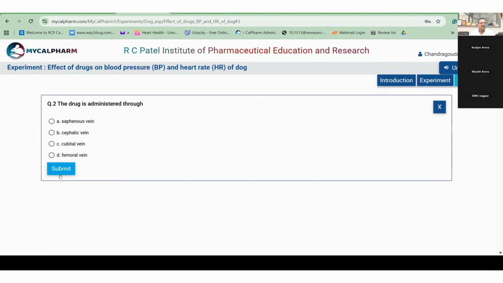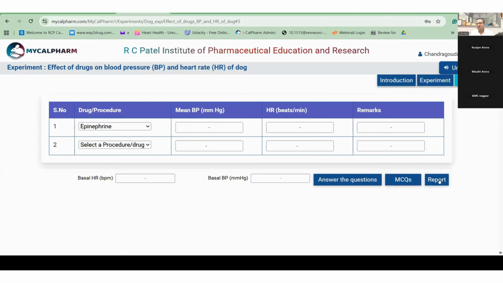Okay, through which vein we are administering the drug. So that was the femoral vein as well, as I told you. So like this, all experimental details will be understood by the student.